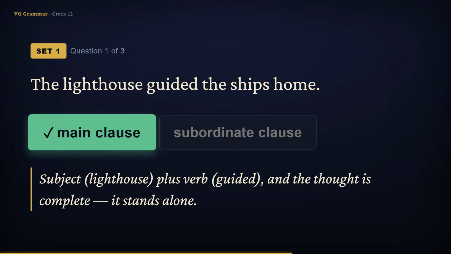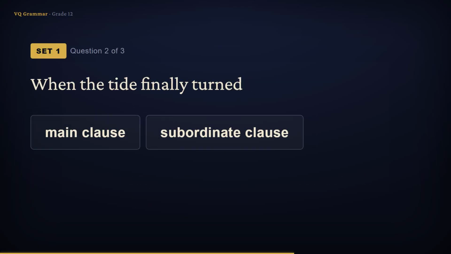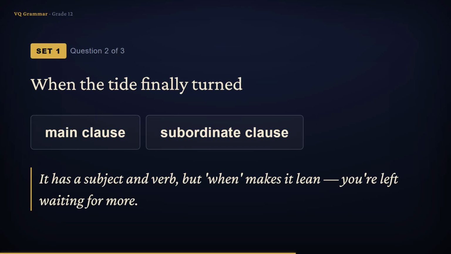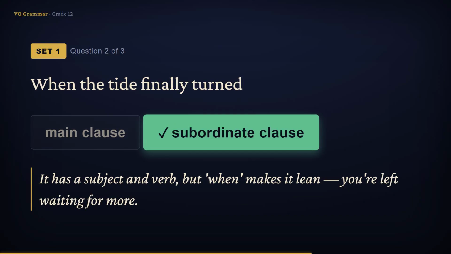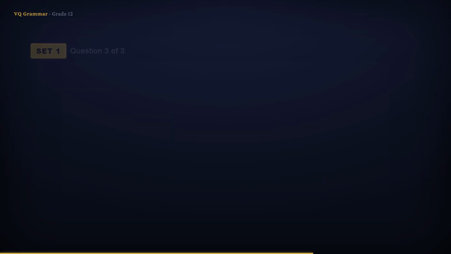It's a main clause. When the tide finally turned. It has a subject, the tide, and a verb, turned. But listen to that opening word, when. It leaves you waiting. When the tide turned, then what? That signal word makes the whole group lean on a main clause. So this is a subordinate clause.